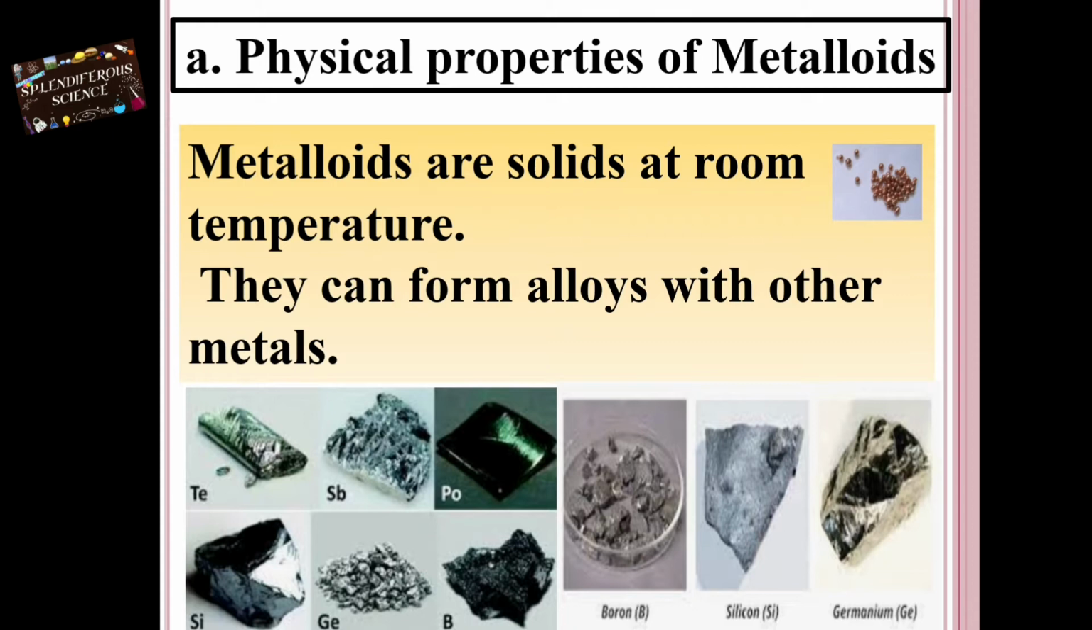So what are the physical properties? The state of matter is solid, and the luster is metallic. Elasticity: it is brittle, and conductivity is semiconductive in nature. So metalloids are solids at room temperature. They can form alloys with other metals.